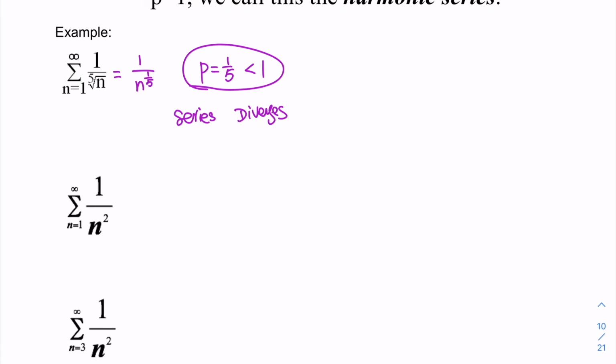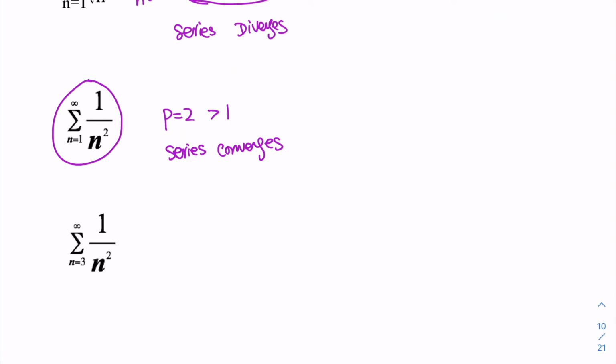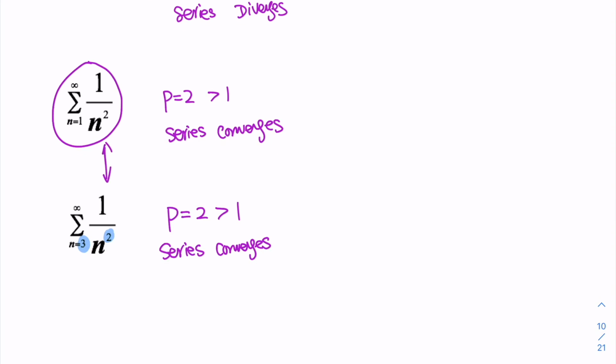Let's have a look at this function, 1 over n squared. As we know, p equals 2, which is greater than 1, so the series will converge. If you look at this one, the only difference right now is that n starts from 3. It doesn't really matter if n starts from 2 or 3 or 4 or 5. As long as p equals 2, greater than 1, the series will converge. The only difference between these two is that the final answer will converge to a different number.